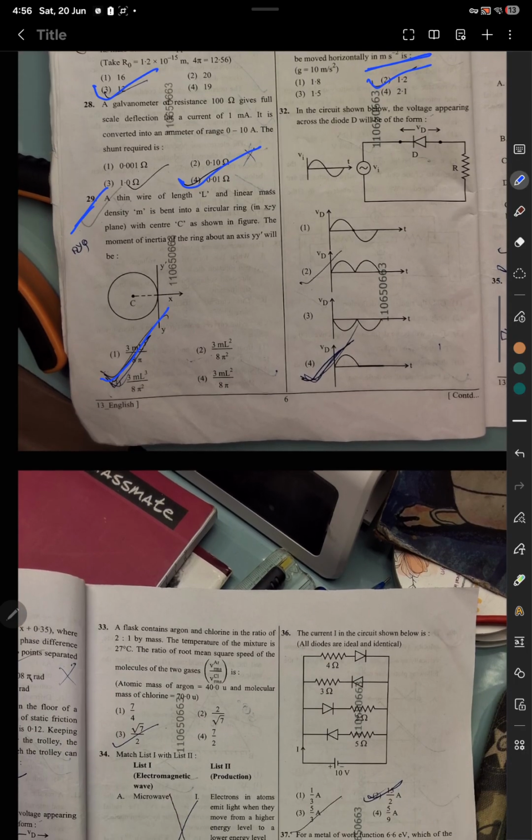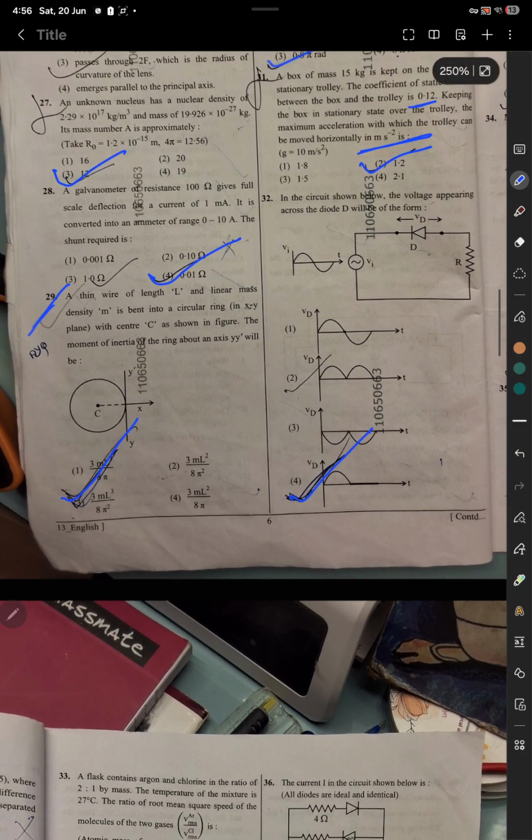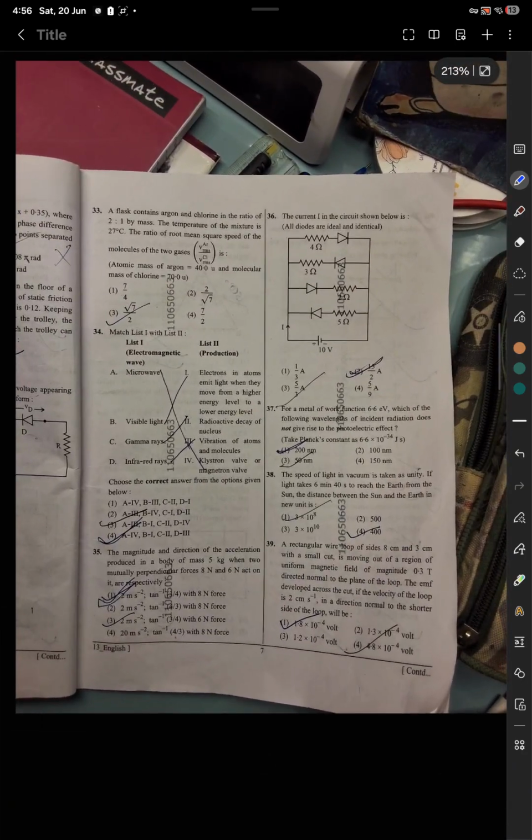Question number 32. In the circuit shown below, the voltage appearing across the diode D will be. So option number 4 is your correct answer. Let's move to next question.